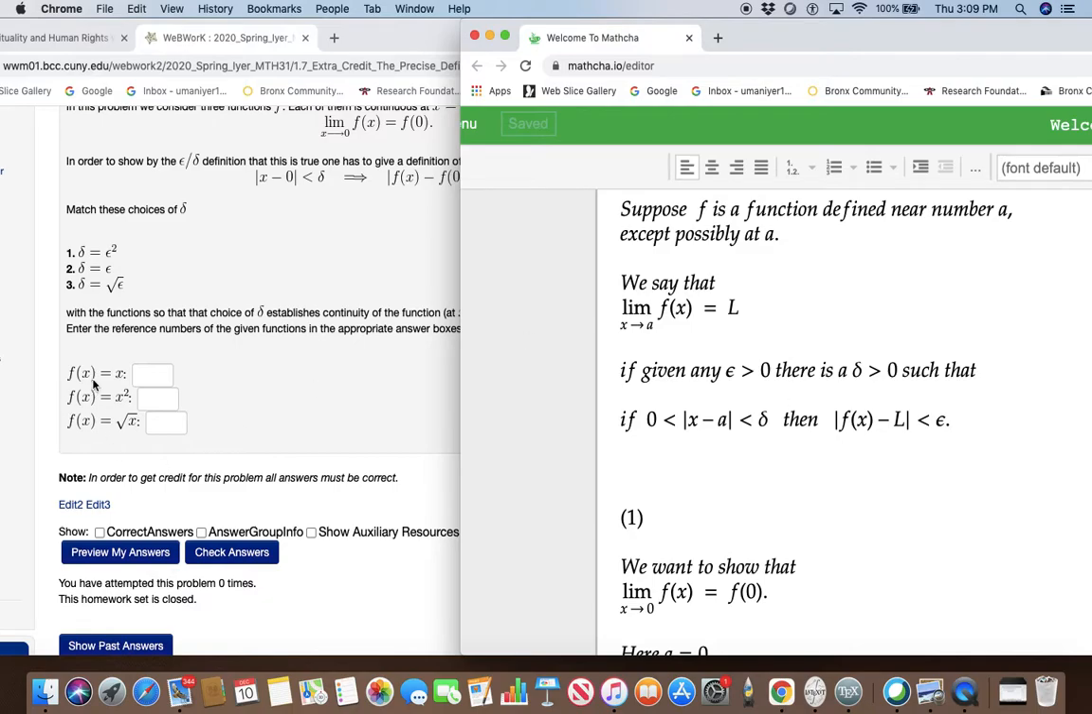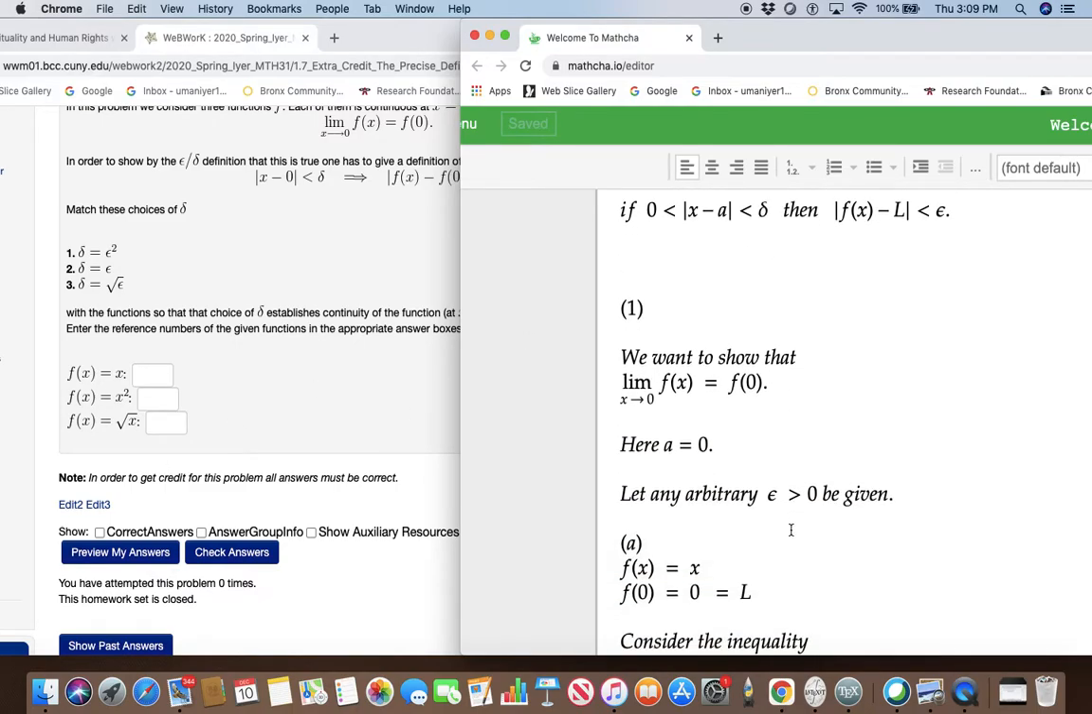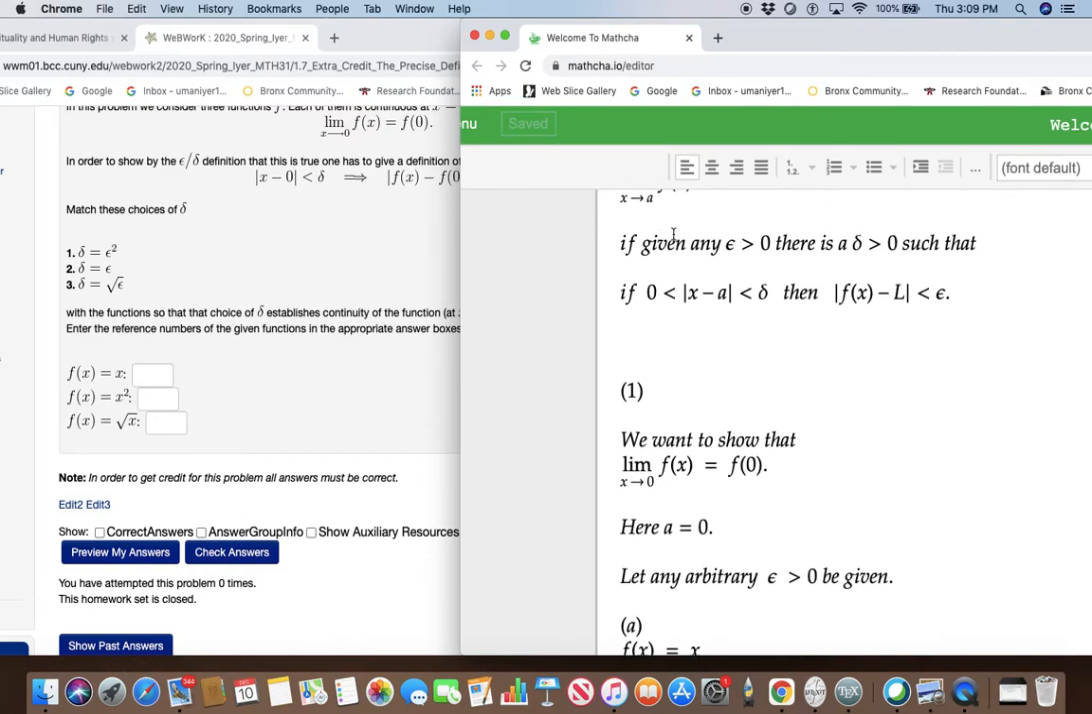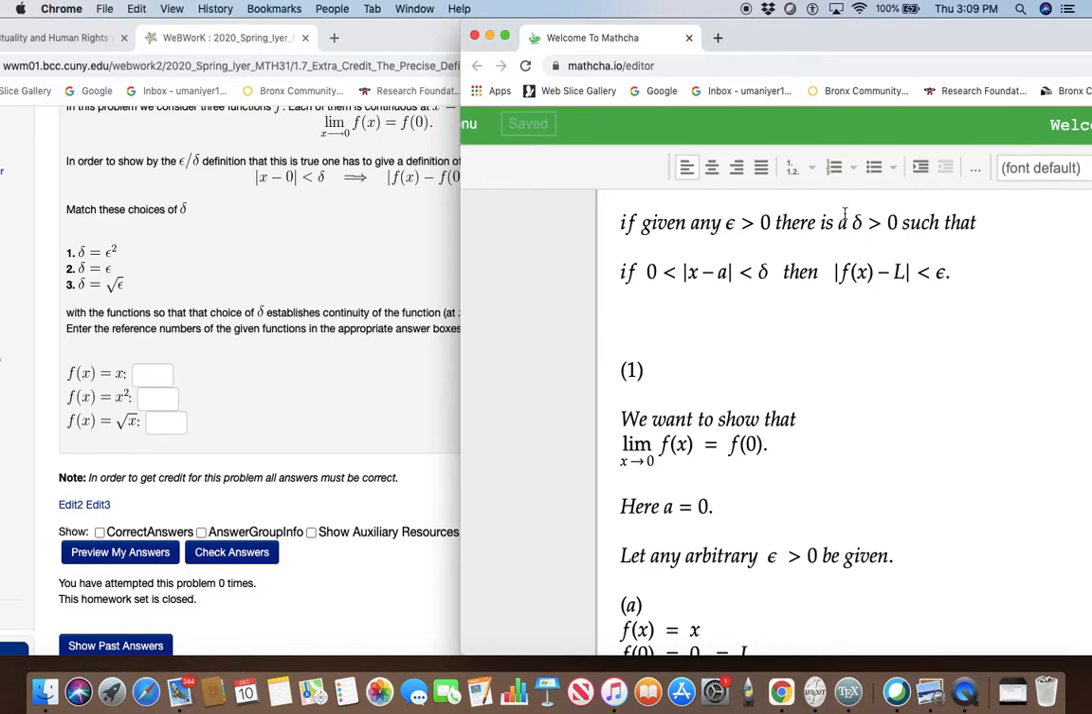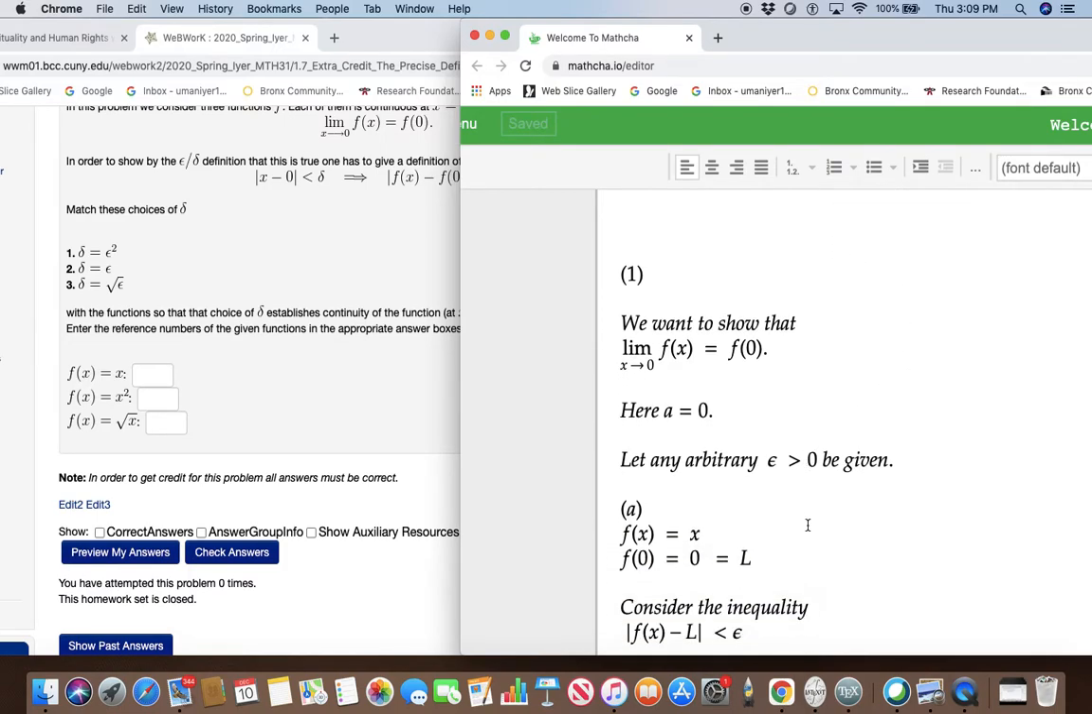Now, you are given three functions. We want to show that limit x approaching 0 of f(x) is f(0). Here, a is 0. Now, suppose you are given any arbitrary epsilon greater than 0. That's the hypothesis. Given any epsilon greater than 0, we want to find a delta. There is a delta, so we want to find that delta.